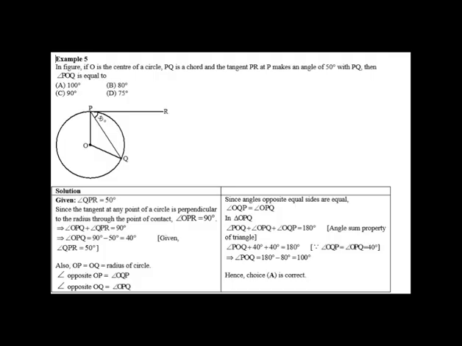In triangle OPQ, angle POQ plus angle OPQ plus angle OQP is equal to 180 degree, angle sum property of a triangle. Angle POQ plus 40 degree plus 40 degree is equal to 180 degree, since angle OQP is equal to angle OPQ which is equal to 40 degree. Therefore, angle POQ is equal to 180 degree minus 80 degree which is equal to 100 degree. Hence, option A is correct.